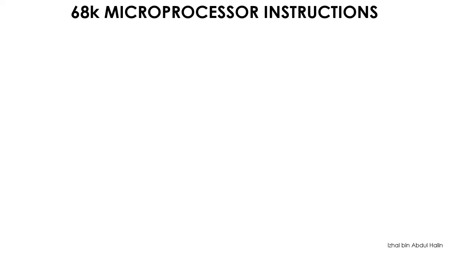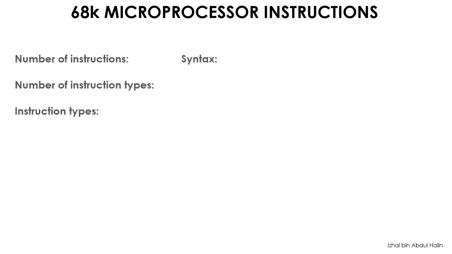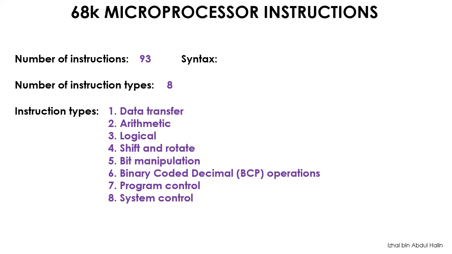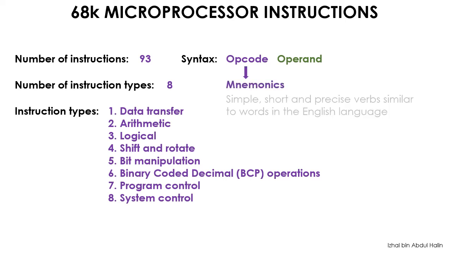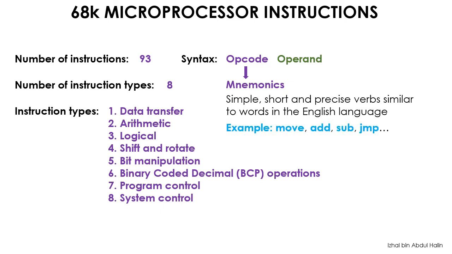Now let's see an overview on the 68K microprocessor instructions. There are 93 instructions available. The instructions are divided in 8 types which are listed here. For the 68K microprocessor, most of the instructions follow this general syntax, an opcode followed by an operand. Opcodes are also known as the instructions, and in assembly language they are written as simple mnemonics. These mnemonics are simple verbs similar to words in the English language, for example, move, add, sub for subtract, and JMP for jump. Operands are basically data that can be subdivided into a source operand and a destination operand.